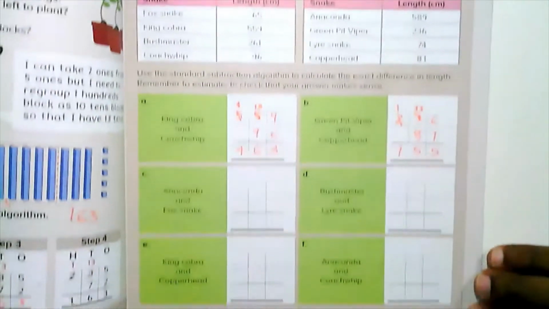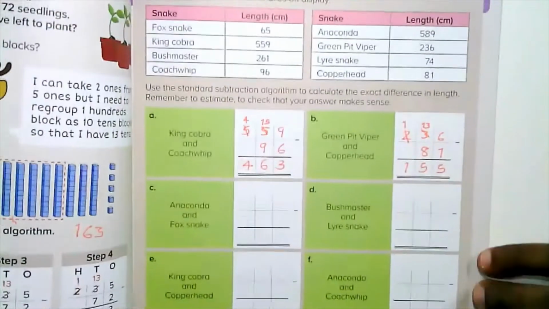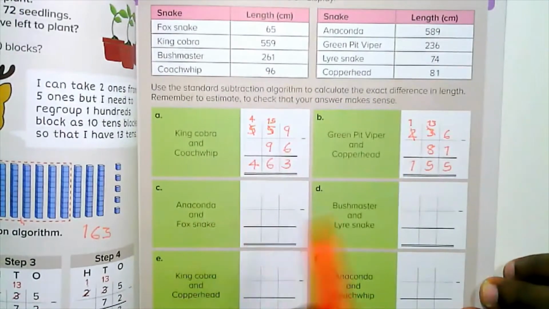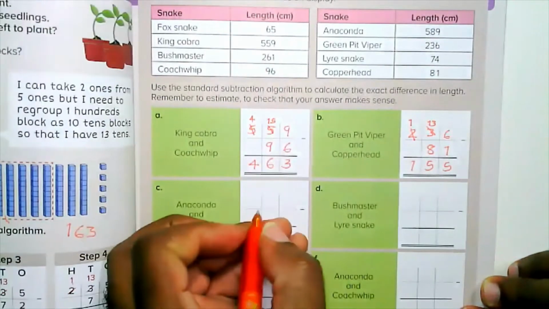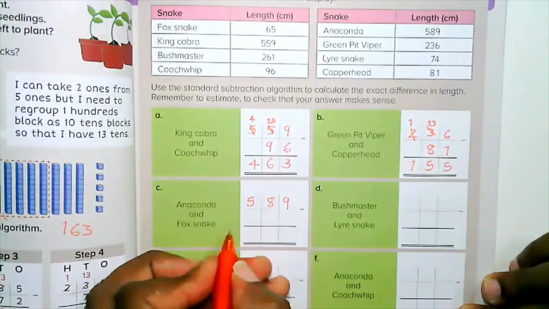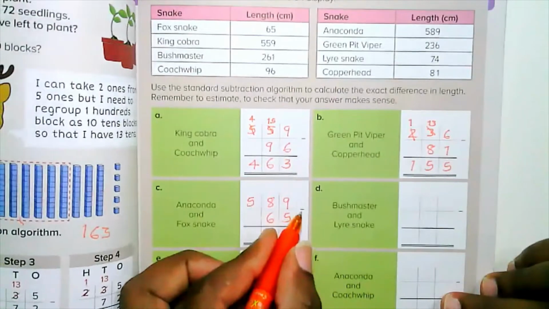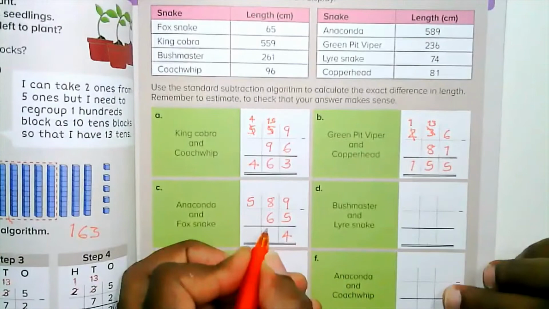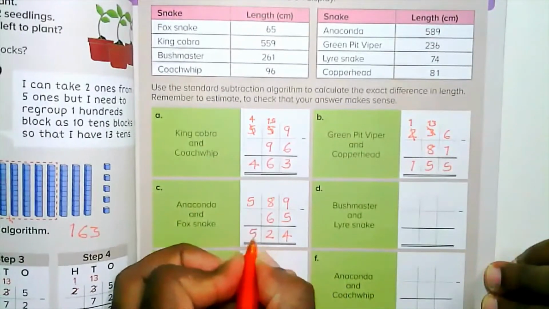Now part C. An anaconda will be 589 and the fox snake 65. So let's write the anaconda and 65. Then subtract. 9 minus 5 will be 4. 8 minus 6 will be 2. So we have 5.